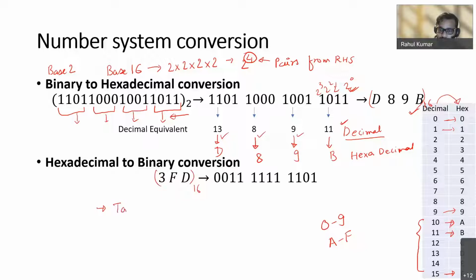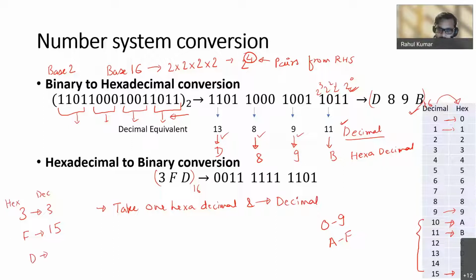take one hexadecimal digit and convert it into decimal. Okay, so I will take 3. In decimal it is 3. F, so this is your hexa and this is your decimal. F is 15 in decimal, and D is 13 in decimal.